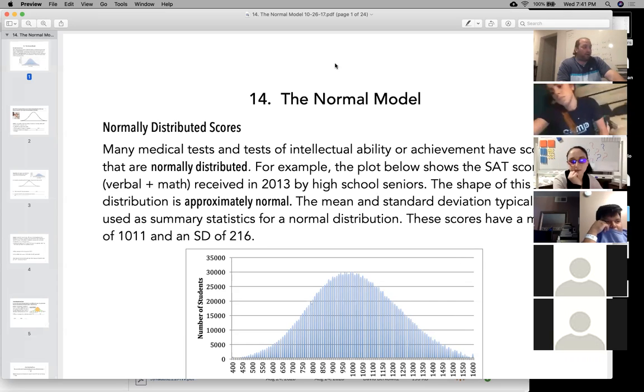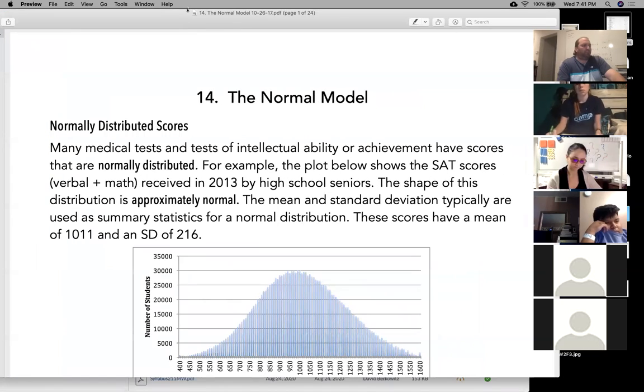Would it also be safe to assume that our exam will have similar questions to our quiz questions? Yeah, I get it from the same place. Okay. So 14 was the normal model.